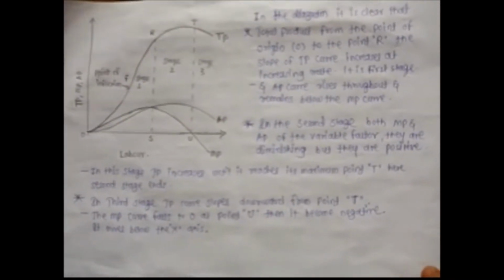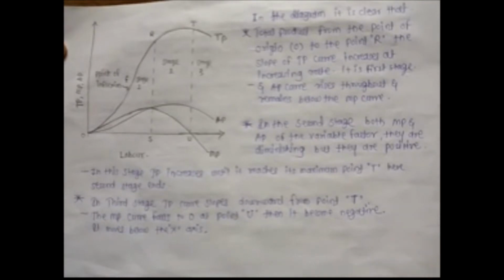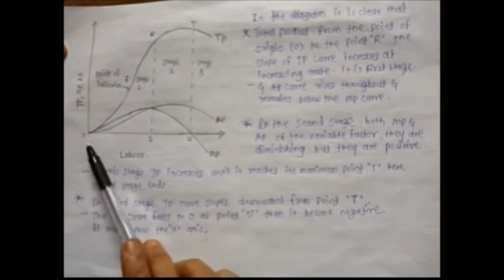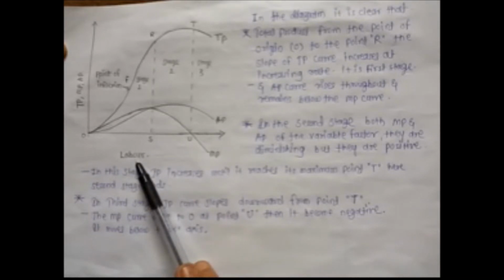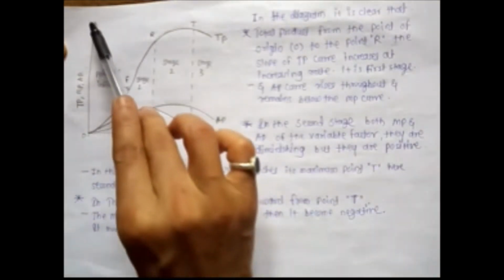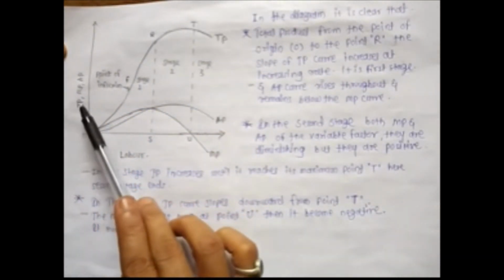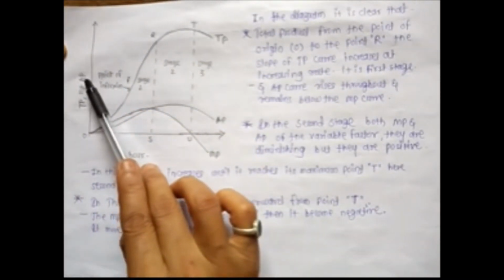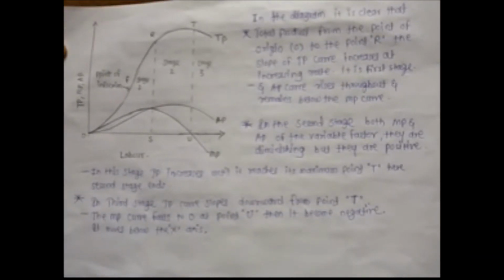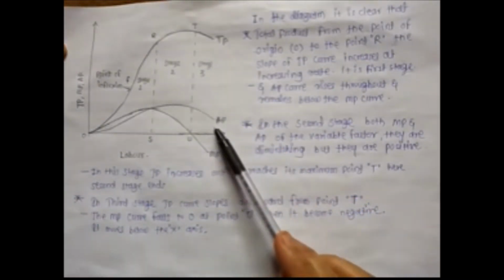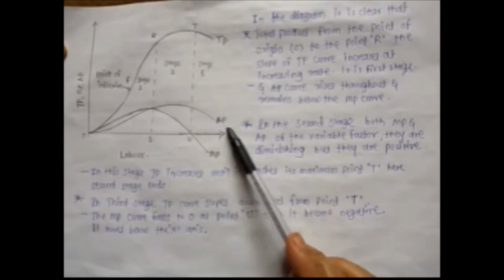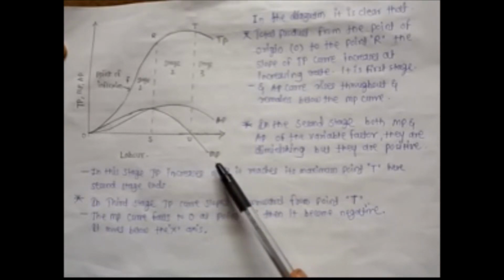Of the diagram. See here. In the diagram, on the OX axis, we represent the units of labor. On the OY axis, we represent the total product, marginal product and the average product. Here in the diagram, TP is the total product curve, AP is the average product curve and MP is the marginal product curve.